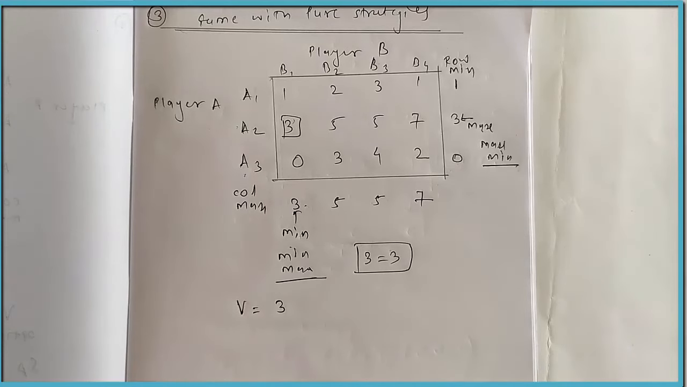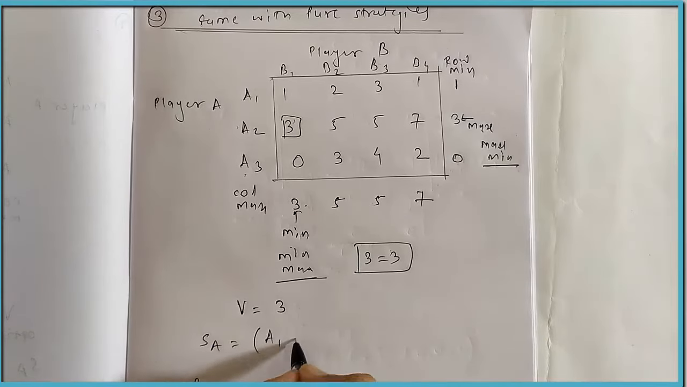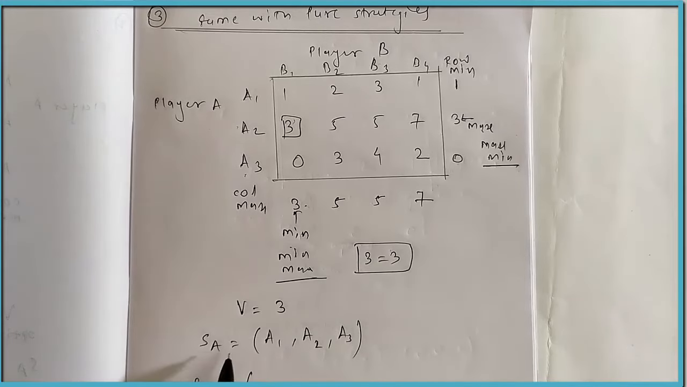Finally now we want to write down the optimum strategies for player A and player B. The optimum strategies for player A is A1, A2 and A3. There are 3 strategies in player A. Player A has 3 strategies, and for player B, strategies are B1, B2, B3 and B4.